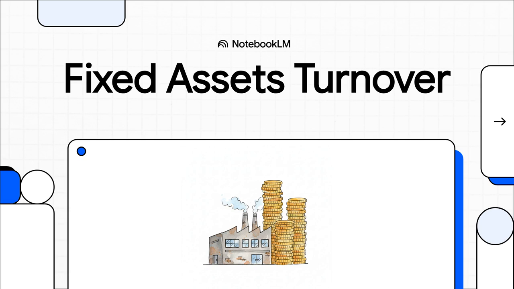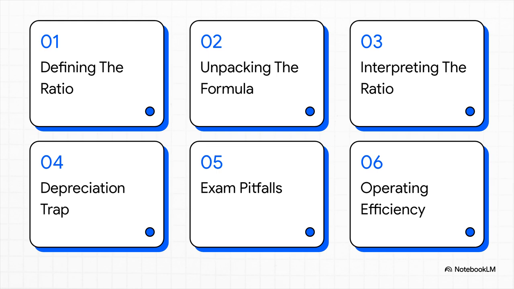Let's dive right in. To make sure you dodge those sneaky exam traps, we'll be hitting 6 key areas on our agenda today. Number 1, defining fixed assets turnover. Number 2, unpacking the core formula. Number 3, interpreting the ratio. Number 4, the depreciation trap scenario. Number 5, exam pitfalls and limitations. And finally, number 6, long-term operating efficiency.